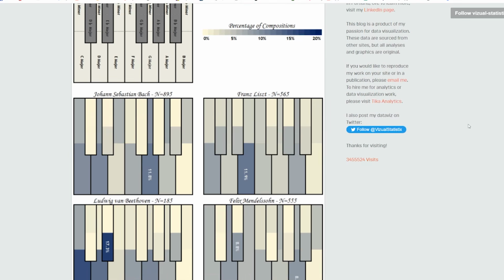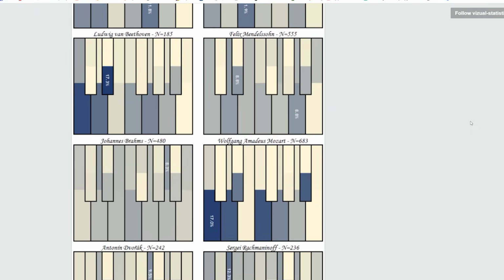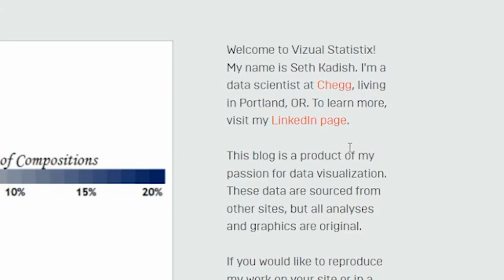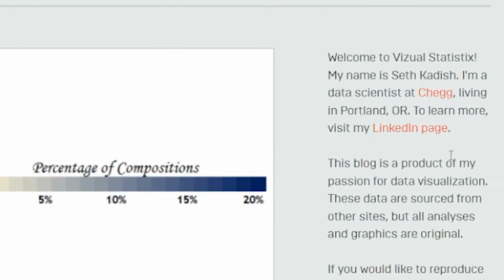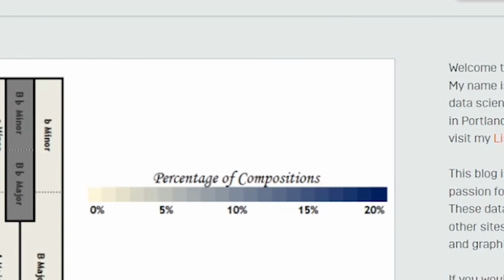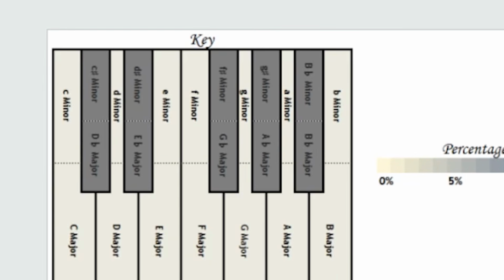Composers seem to be attracted towards certain keys. This study has been created by a data scientist called Seth Kaddish, and it's fascinating. It looks at the preponderance of keys for particular composers. The more towards the blue, the more the composer writes in that key. And it's fascinating to look at this and see how different composers were attracted to different keys.